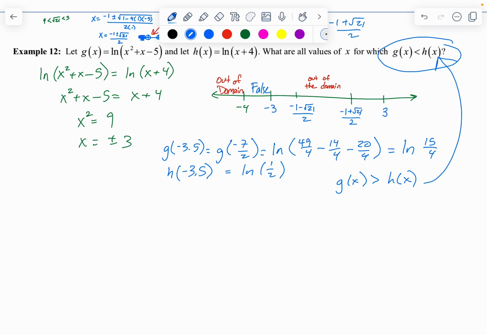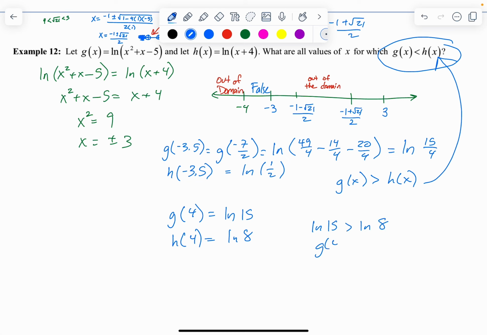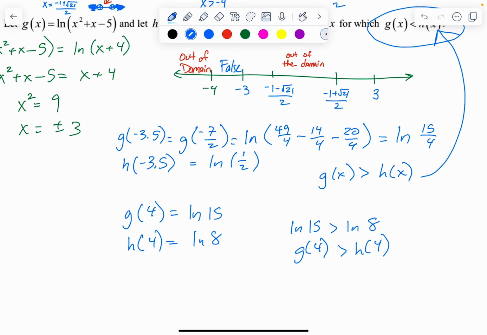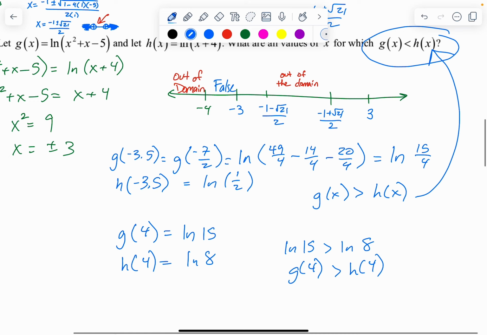Okay, so now let's try g of 4. That would be equal to the natural log of 16 plus 4 is 20 minus 5 is 15, natural log of 15. h of 4 is equal to the natural log of 8. Natural log of 15 is greater than the natural log of 8, which tells us that g of 4 is greater than h of 4. I don't know why I'm writing things differently this time. I guess you could do it either way. And do we want g to be greater than h? Nope. So this is also false. So our hope would therefore be that these other two intervals are the correct answer. And they are. It's just a little tricky to tell without a calculator.